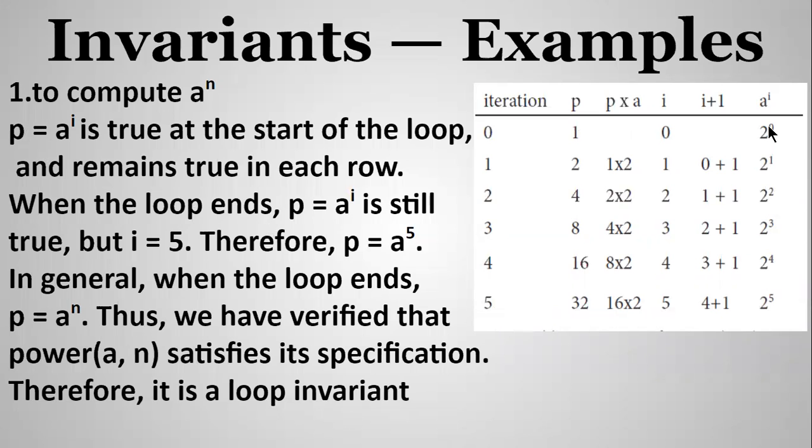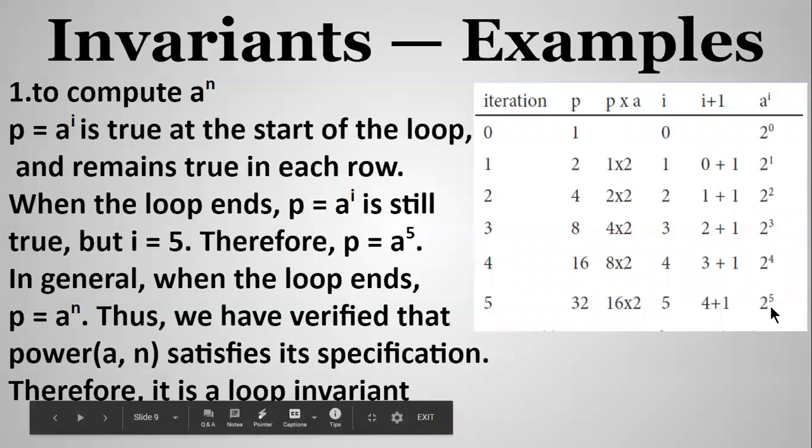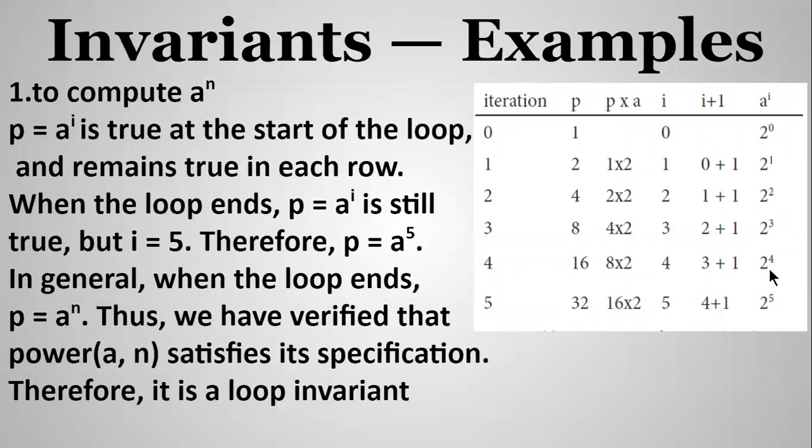This is my start of my loop. 2 to the power of 5 is my end of the loop. 2 to the power of 1, 2 are called my iteration start and end. Can you understand? Respectively, it starts and ends in the same loop. Each row is called your iteration. So when the loop ends, my P is equal to A to the power of I is still true.